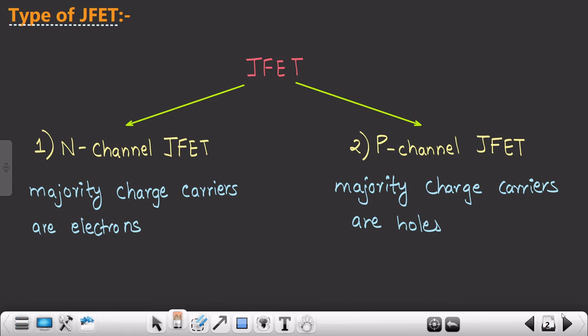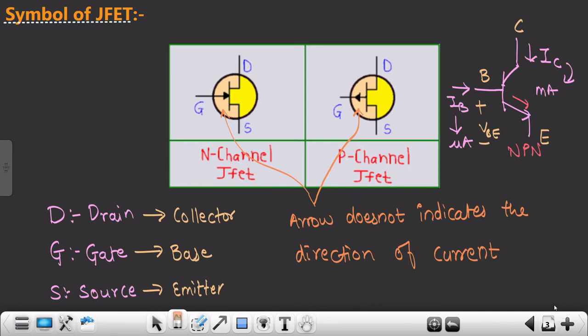Okay, and the third thing that we saw over here was the symbol of JFET, and I told you there were three terminals of JFET, that is drain, gate and source. I will elaborate in the upcoming session on why we call this terminal drain, why we call this terminal gate, and why we call this terminal source. We will see this in the construction or maybe in the working of JFET, so you need not worry about this point. You just remember that there are three terminals of JFET, that is drain, gate and source.